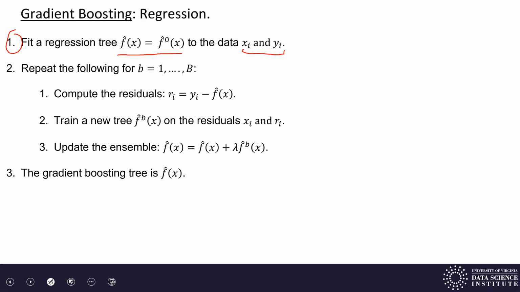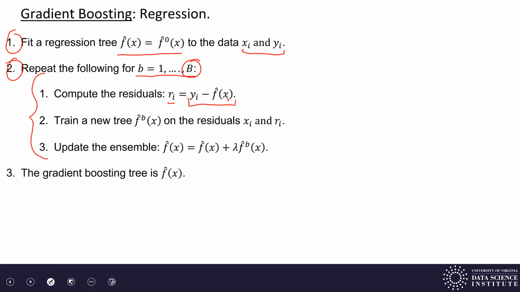And so step two is going to be to iterate through these three steps, and we're going to iterate for little b equals 1 through capital B. So little b would just be an indexing variable on the tree, so we're going to build a bunch of trees, and capital B is going to tell us how many trees we're going to build. So each time we go through these three steps, we're going to build another tree that we're going to add to our ensemble. So the first thing we do is we compute the residuals, which are Ri. Each Ri is going to be Yi minus f hat of xi.